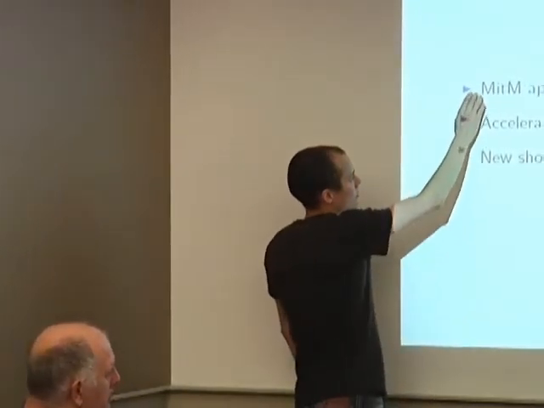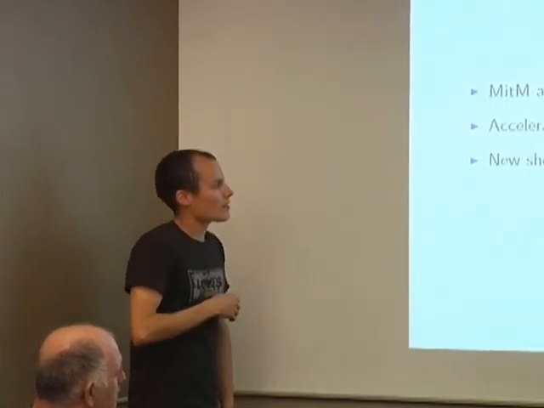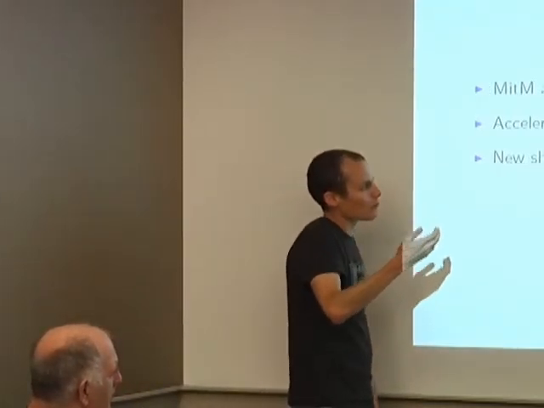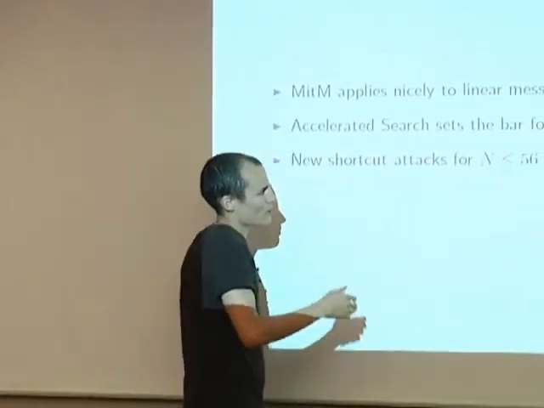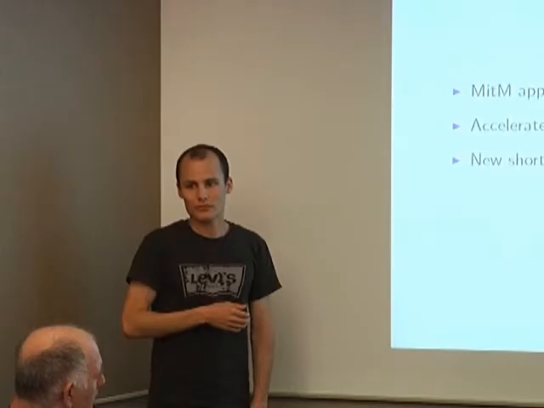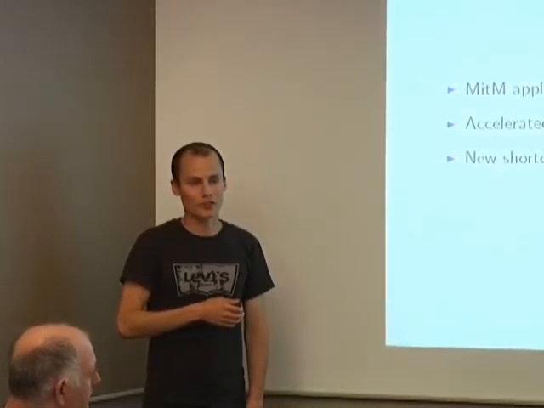So we showed that the meet-in-the-middle attack combines nicely with this linear message expansion. Then we proposed this accelerated search that should be taken as a bar for better attacks, and not the generic complexity of 2 to the n. And we could, on our own, present better attacks for up to 56 steps with this new technique, probabilistic partial matching. Thank you for your attention.